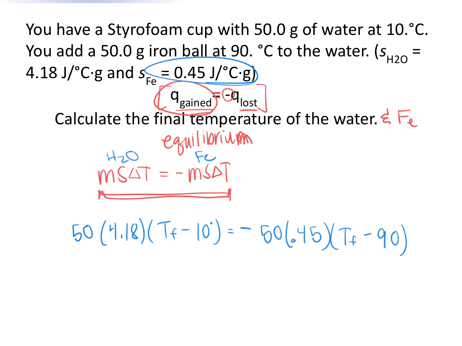Okay, let's take a step back and make sure we're checking our math here. The temperature for the iron is going to go down, so no matter what I put here, this value is going to come out negative. That's why this negative needs to be here, because we want our final temperature to be positive, hopefully, okay?